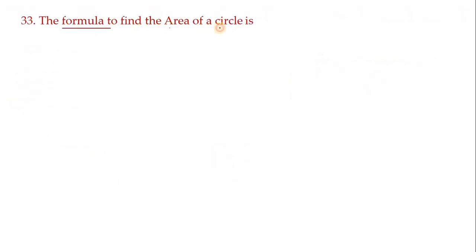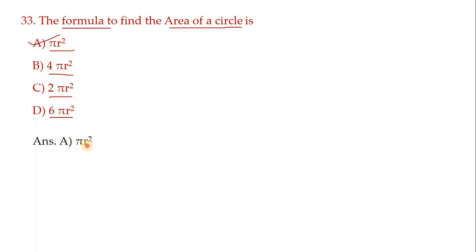The formula to find the area of a circle is a very simple one. Pi r square, 4 pi r square, 2 pi r square, 6 pi r square. The correct option is A. Next one.